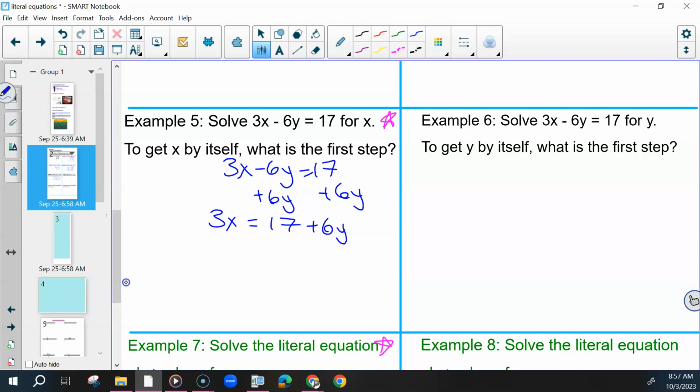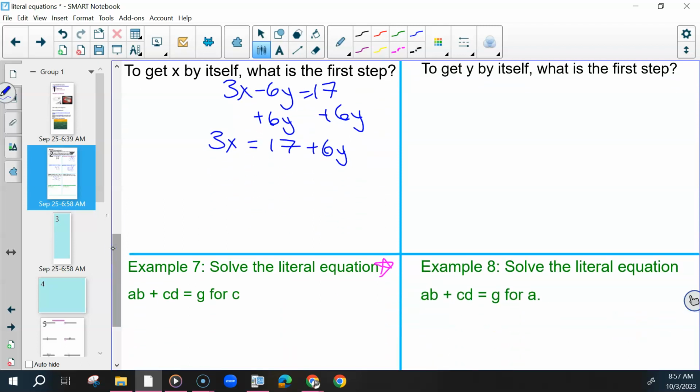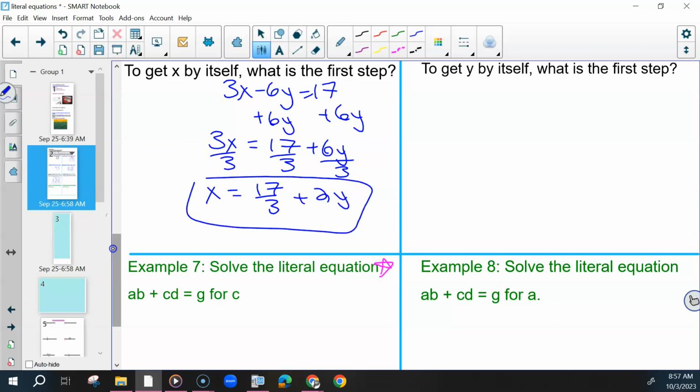And then to get x by itself, divide everything by 3. However, if this 3 can go into any of these numbers and be simplified, you have to divide them separately. We have x equals 17 over 3 plus 2y. Have any questions on how we solved that one?